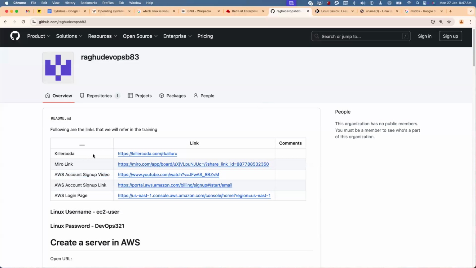From tomorrow in Killer Koda, we are going to start learning Linux, and we give some buffer time for your AWS account. If you created the account today and created a server today, sometimes Amazon thinks you are trying to spam them and they'll block you. So just to avoid that, let's give a cooling period. That will also take one or two days.